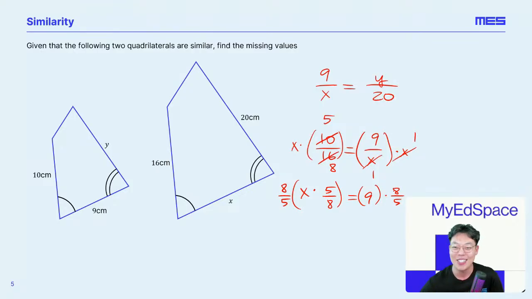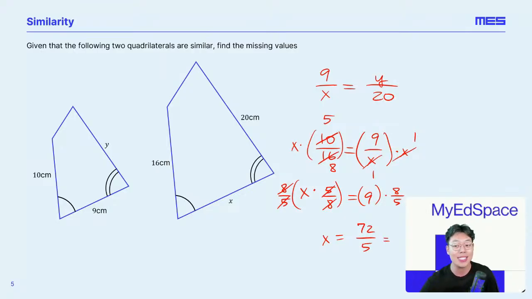Justin, welcome. So we have 8 and 8 cancel out. 5 and 5 cancel out as well. So now we have x is equal to, when we multiply numbers or fractions, we multiply straight across the top, straight across the bottom. So we have 9 times 8 is 72/5.